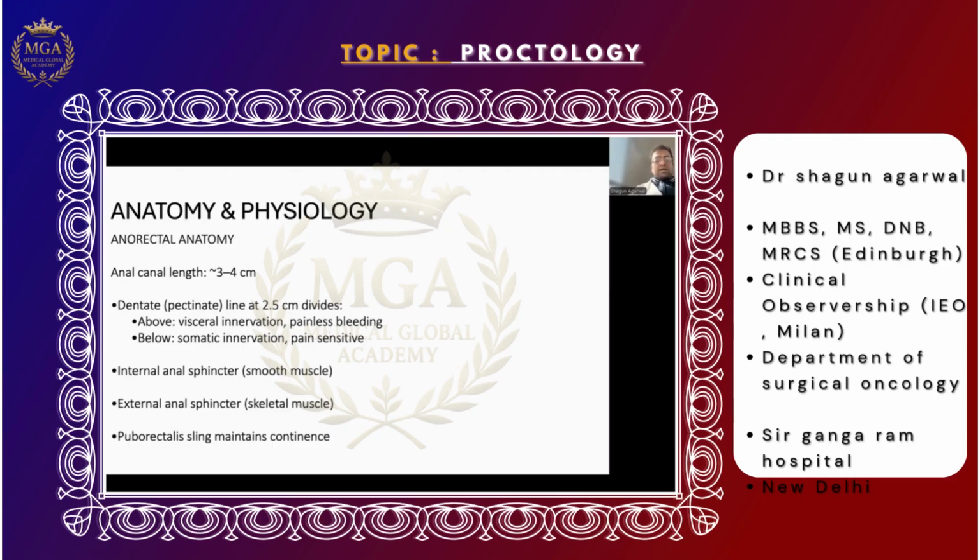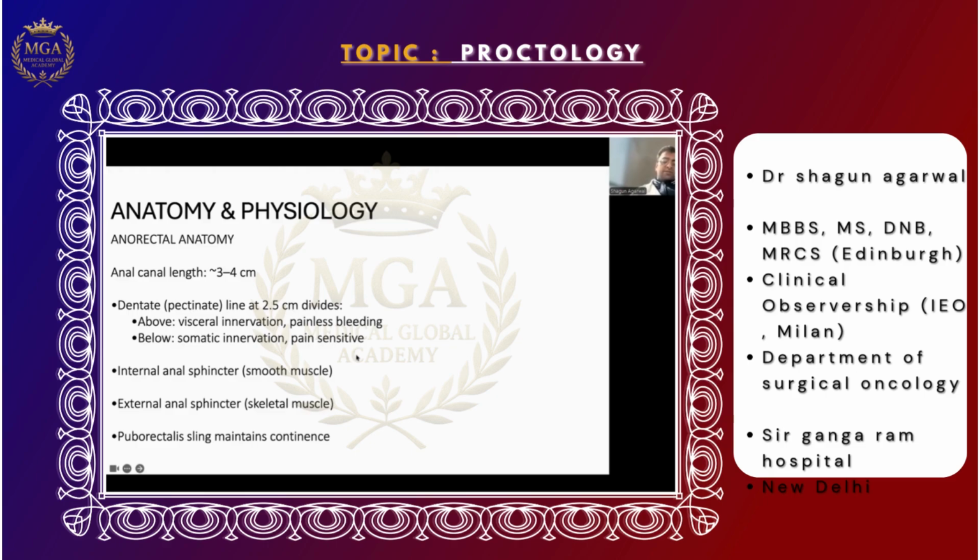in the management. About anatomy and physiology, the anal canal is around 3 to 4 centimeters in length with a pectinate line present at 2.5 centimeters from the verge. So this dentate line basically lies towards the rectum, and it divides the innervation. Above the dentate line there is only visceral supply, that is sympathetic and parasympathetic system, and hence bleeding from any disease present above the dentate line is painless, whereas below the dentate line is somatic innervation and is pain sensitive.